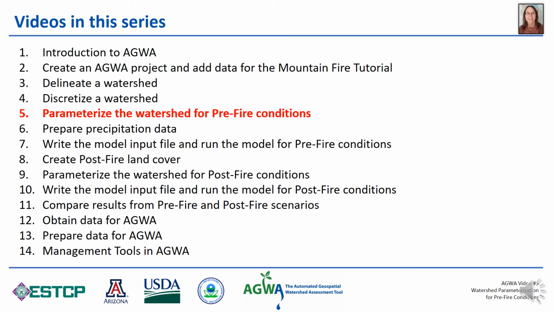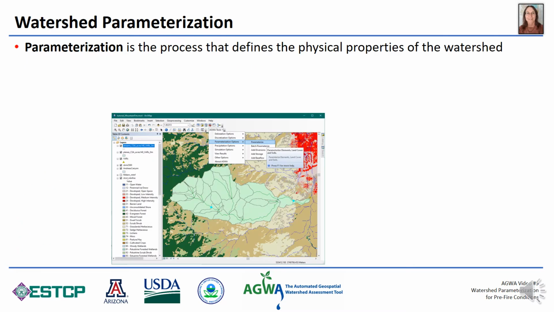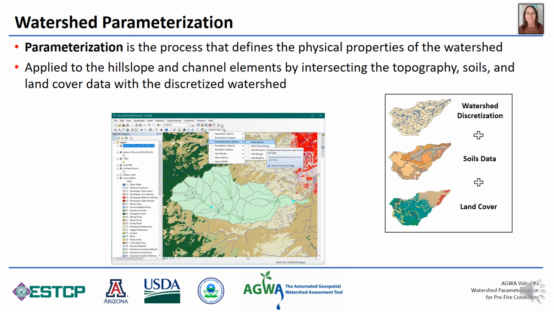This is the fifth video in this series, Parameterize the Watershed for Pre-Fire Conditions. Watershed parameterization is the process of defining the physical properties of the watershed. Parameterization creates a unique set of properties for each hill slope and channel element by intersecting the topography, soils, and land cover data with the discretized watershed.